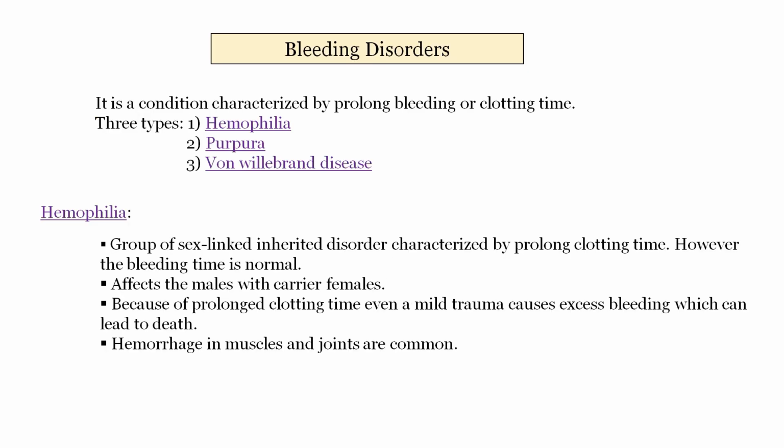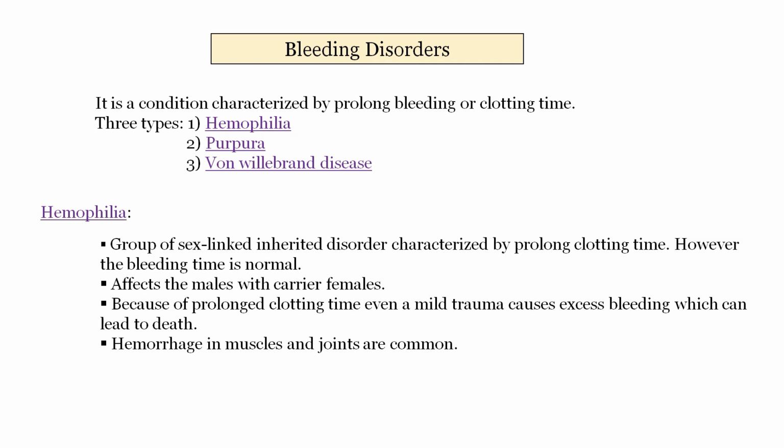Key enzyme in blood coagulation or hemostasis: thrombin. Bleeding disorder is a condition characterized by prolonged bleeding or clotting time. Hemophilia, purpura, and von Willebrand disease are 3 types of bleeding disorders. Hemophilia is a group of sex-linked inherited disorders characterized by prolonged clotting time. However, the bleeding time is normal. It affects the males with carrier females.